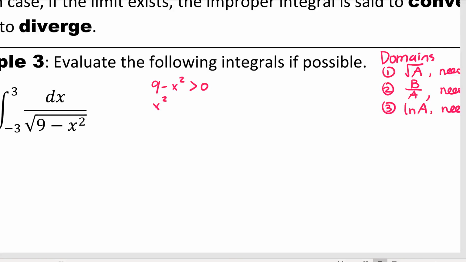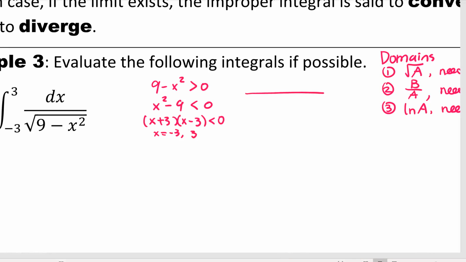Then we get x squared minus 9, because you get minus 9 plus x squared, which is the same as x squared minus 9. And 0 times minus 1 is 0, but what happens with the inequality sign? Yes, we flip it. And next, we factor it. Do you know how to factor it? This is x plus 3, x minus 3. Okay? So we can see the critical points are negative 3 and 3.